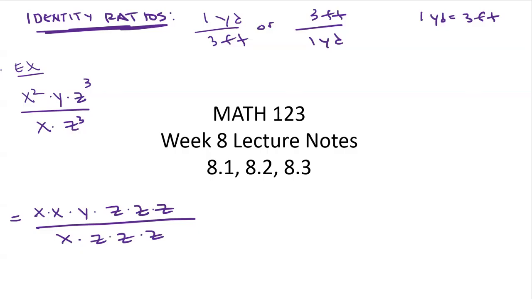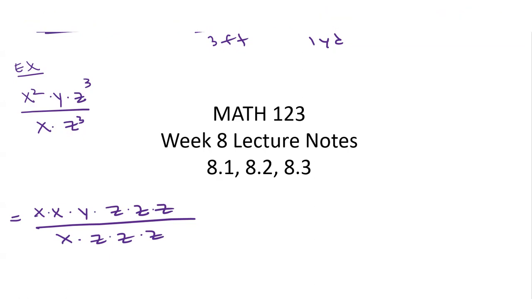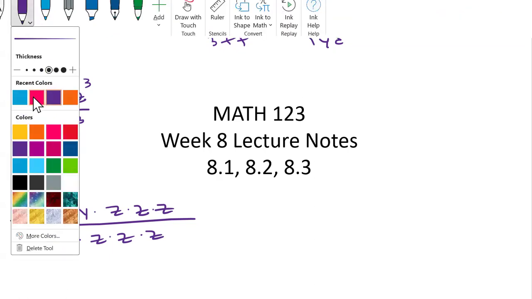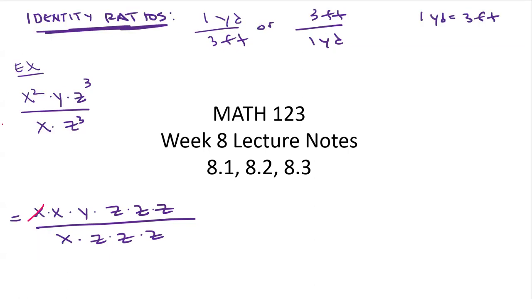In this case, I can eliminate one of the x's, so I can cancel this x with this x. Then I can cancel all the z's, because this z is paired up with this z, this z with this z, and this z with this z. That leaves us with just x times y as our answer.